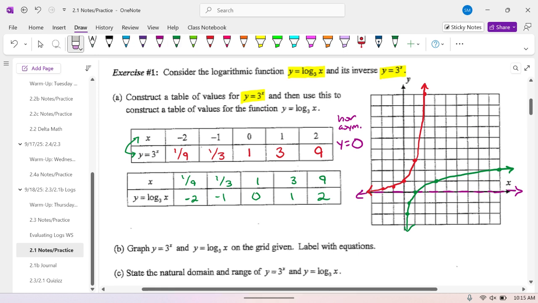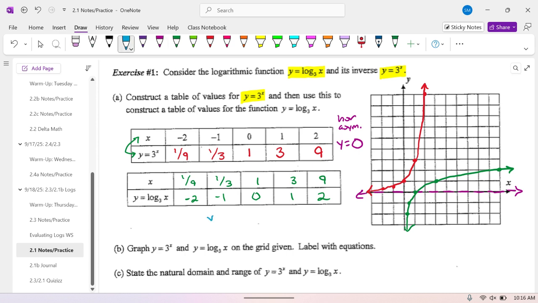Now, let me tell you something. Exponentials and log graphs are inverses in every sense. So that also includes their asymptote. So think about this carefully. If an exponential graph always has a horizontal asymptote, what type of asymptote do you think a logarithmic graph will have? A vertical. All right. So a logarithmic graph always has a vertical asymptote.